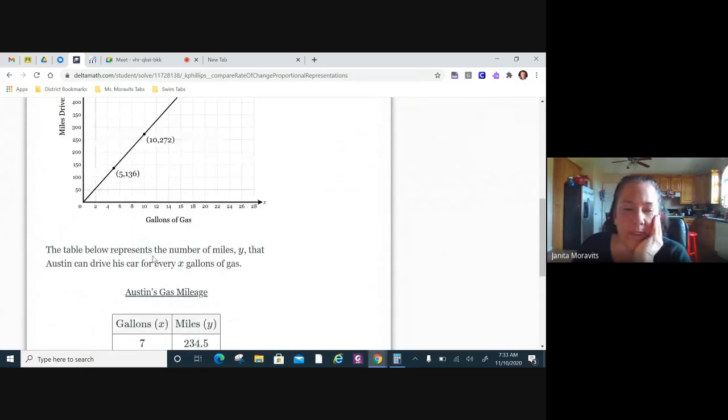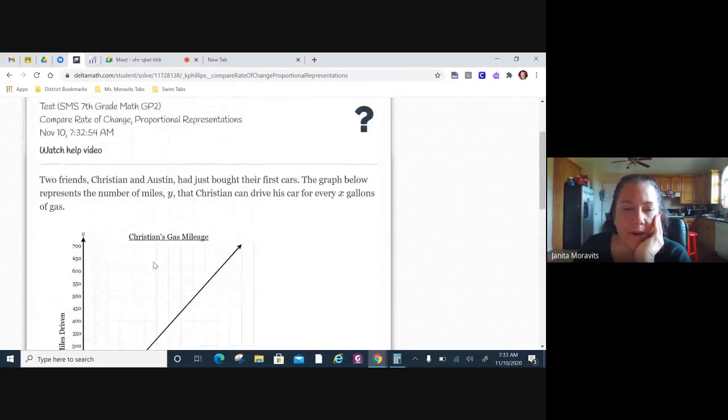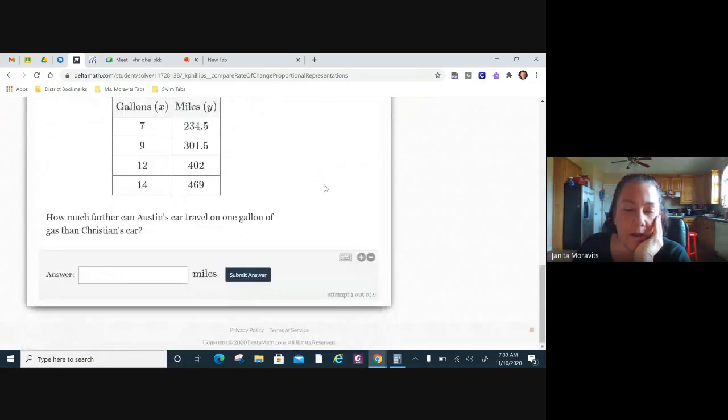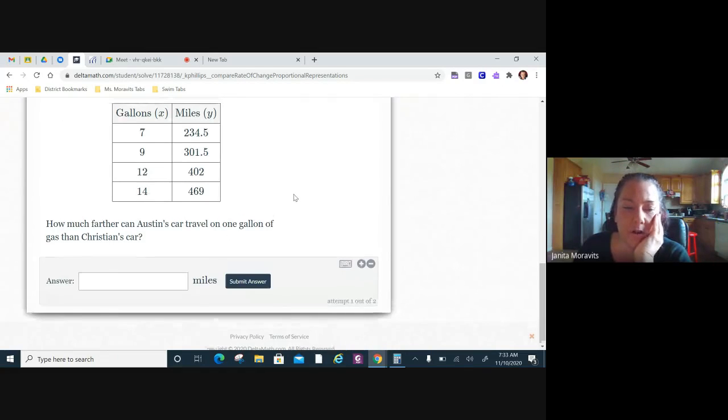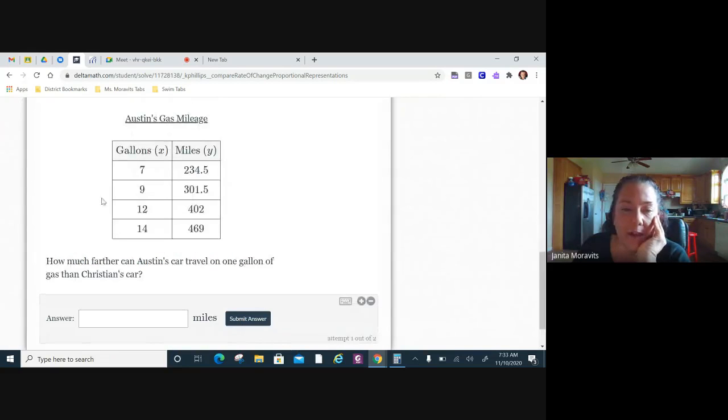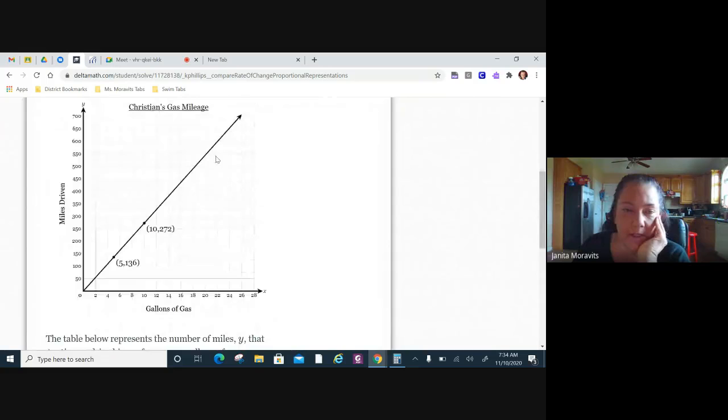The table below represents the number of miles in Y that Austin can drive his car for every X. So this is Christian's gas mileage. This is Austin's gas mileage. Now they want to know how much farther can Austin's car travel on 1 gallon of gas than Christian's car. So that means you're going to have to find 2 rates. You're going to have to find out how many miles per gallon his car gets, and how many miles per gallon the other car gets. So let's do Christian's first.